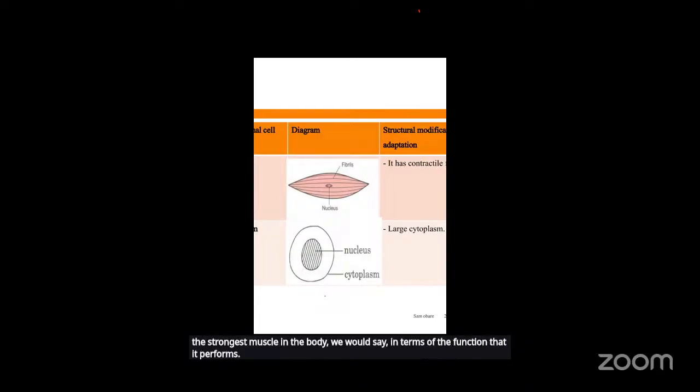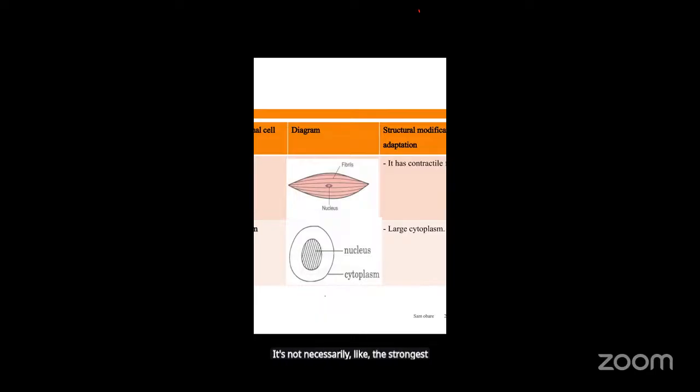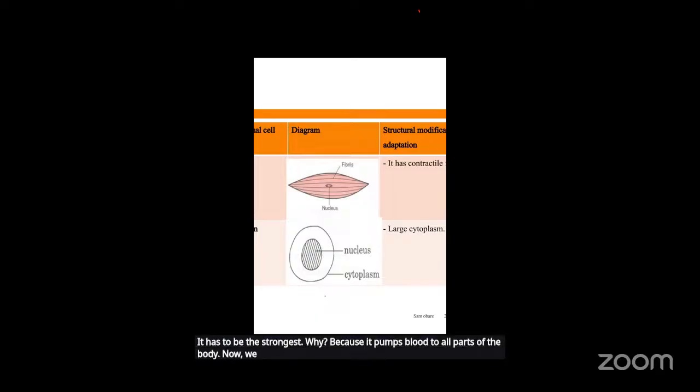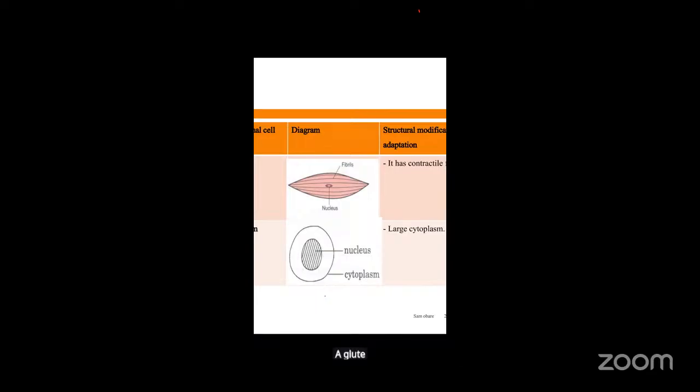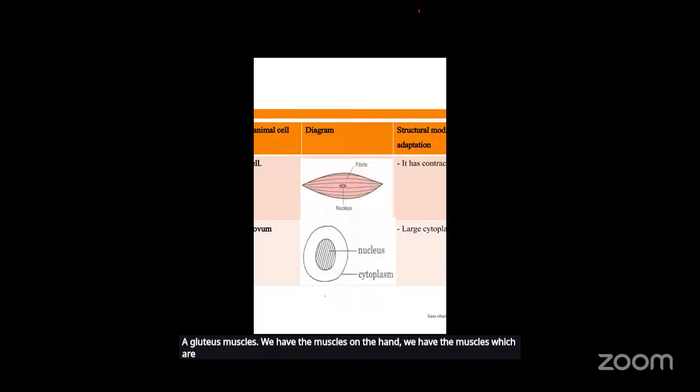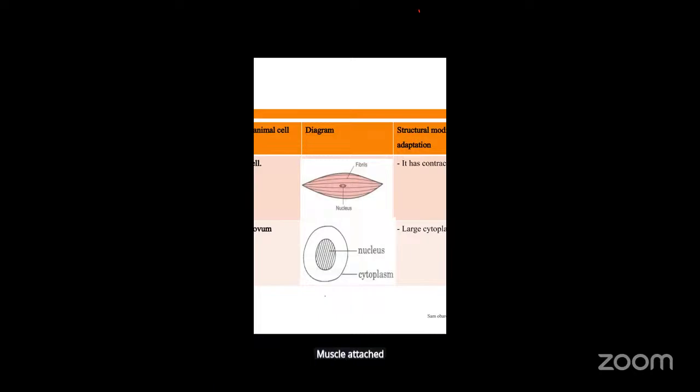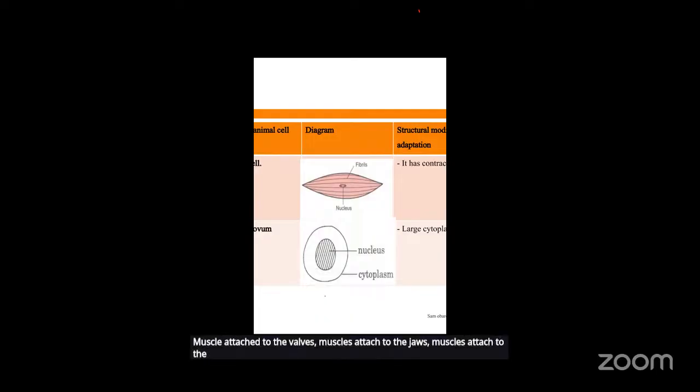It's not necessarily the strongest in terms of force and power, but based on how much function it carries out, it has to be the strongest. Why? Because it pumps blood to all parts of the body. Now, we also have other muscles, like the gluteus muscles. We have the muscles on the hand, muscles attached to the legs, the thighs, the jaws, muscles attached to the eyes, which allow us to blink, and very many other muscles in the body.